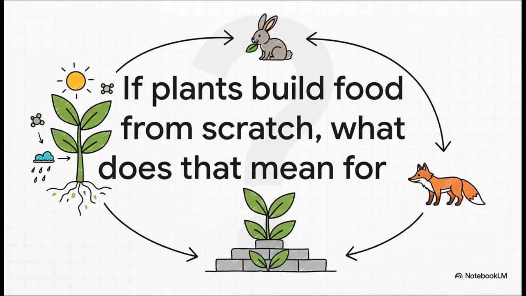And that leaves us with one last, kind of mind-blowing thought. Think about it. Every animal on this planet, including us, gets its energy by either eating plants or eating other animals that ate plants. So if plants are the only living things that can create food from basically nothing, what does that make them? They're not just another link in the food chain. They're the ones who build the entire thing from scratch.